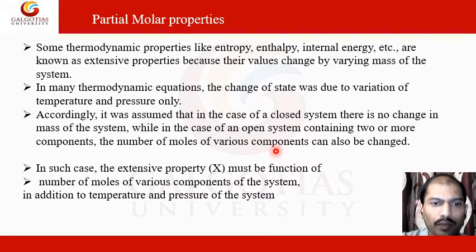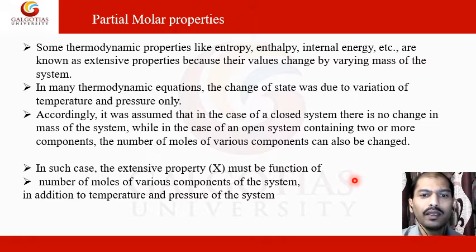While in case of an open system containing two or more components, the number of moles of various components can also be changed. So in such a case, an extensive property must be a function of the number of moles of various components of a system in addition to the temperature and pressure of the system. So it means the temperature and pressure of that particular system are also very important, and that needs to be kept in mind.